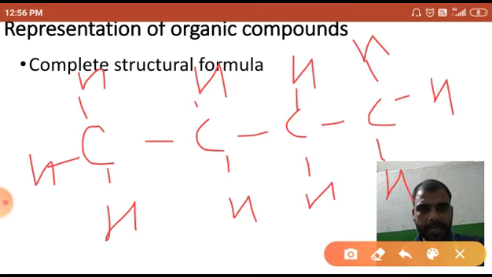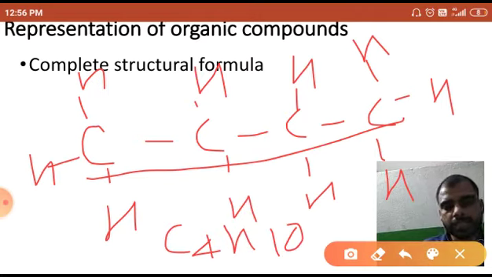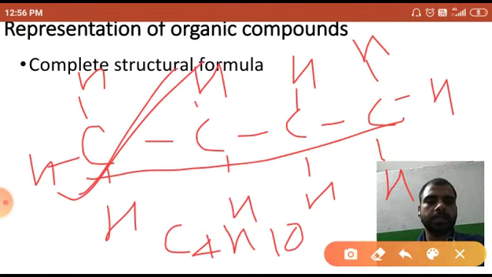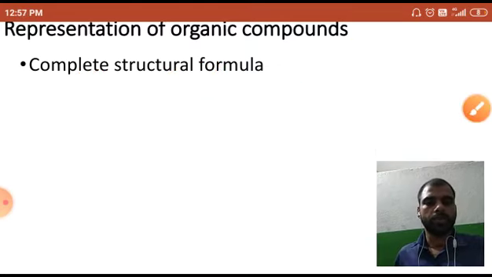You can see here 4 carbon is there, with 10 hydrogen. This one is C4H10. As you have done in class 10, this is the structure of butane. And this one is the complete structure. It is written with all the hydrogen and carbon written in the open chain.